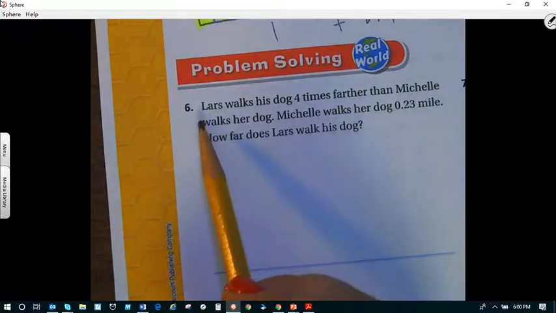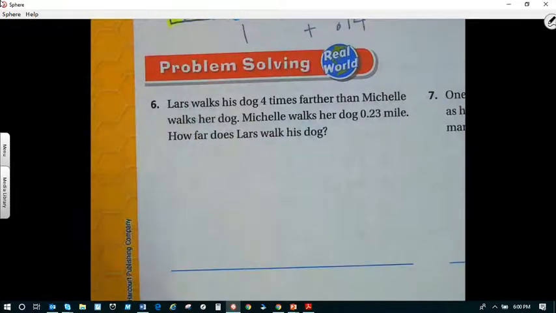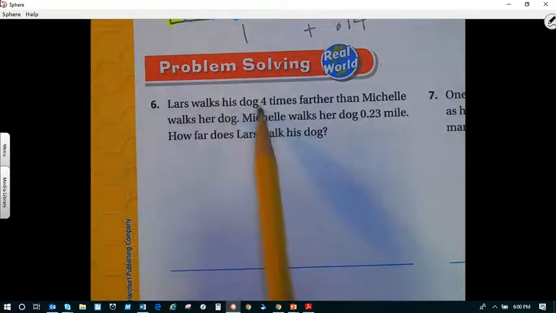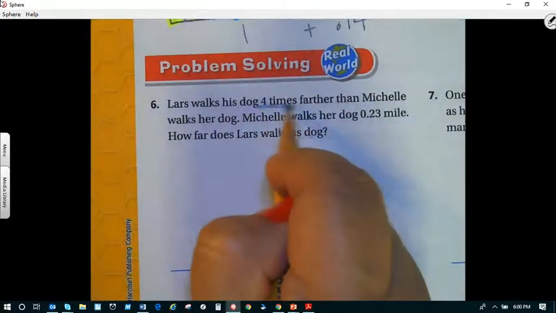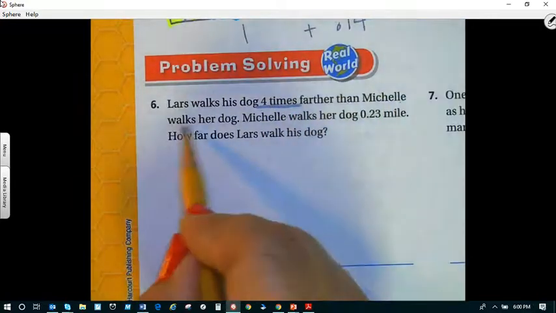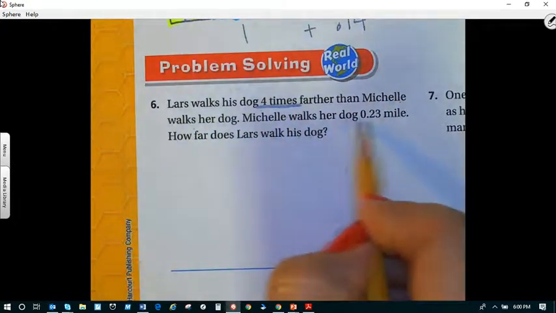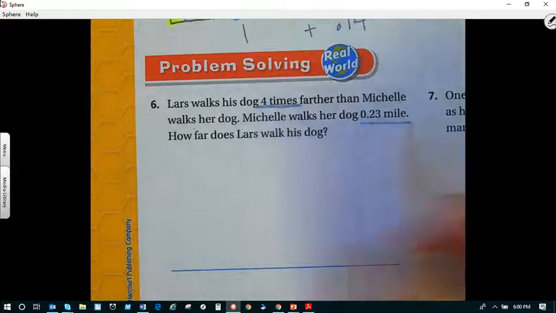Okay, let's look at this problem. We worked on it in the first period, but not second period, but not in third period. Lars walks his dog 4 times, important information, further than Michelle walks her dog. Now, Michelle walks her dog 23 hundredths of a mile. So how far does Lars walk his dog?